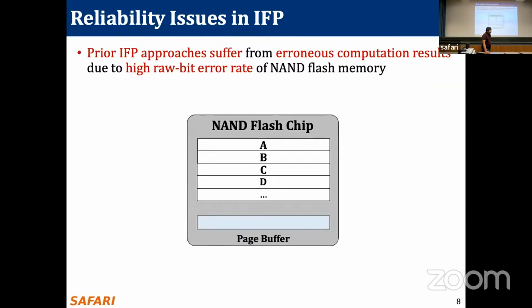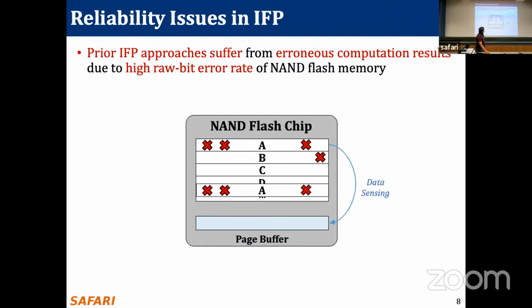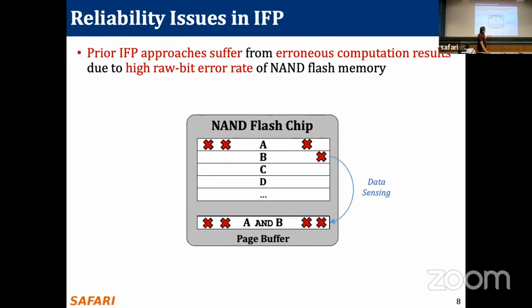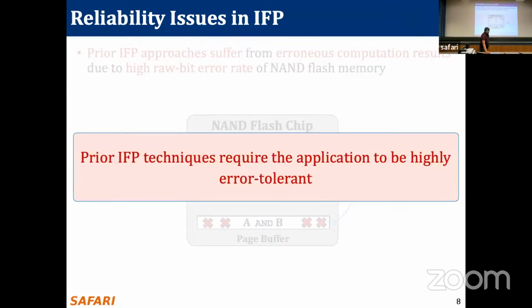So let's look at an example of how these error bits persist in current in-flash processing techniques. If there are some error bits in each of these operands, when we do the in-flash bulk bitwise operation, when the data sensing happens, these error bits persist, and when we perform a bitwise operation with many operands, the number of error bits can also get compounded. So this is one of the key limitations of prior in-flash processing techniques.